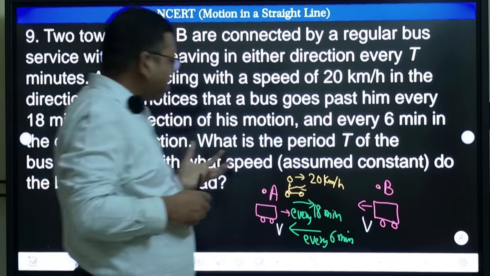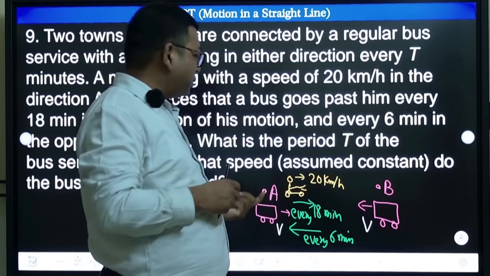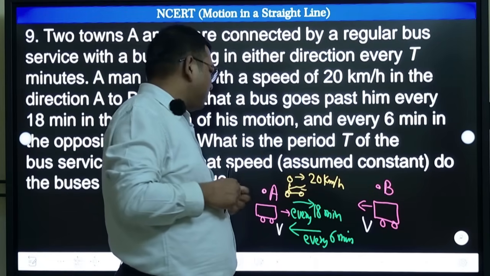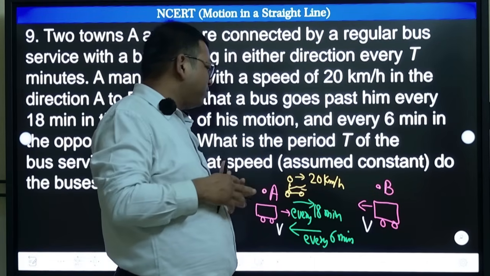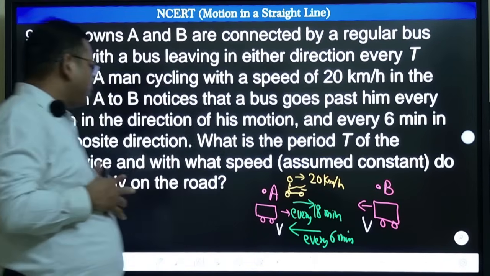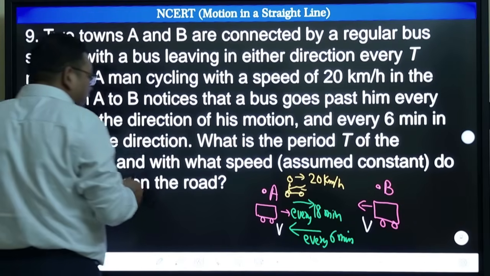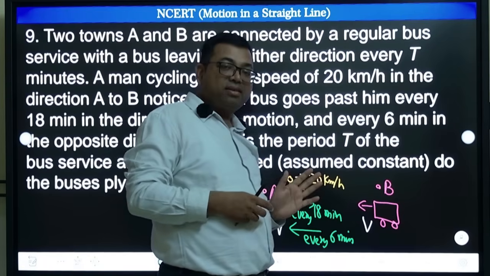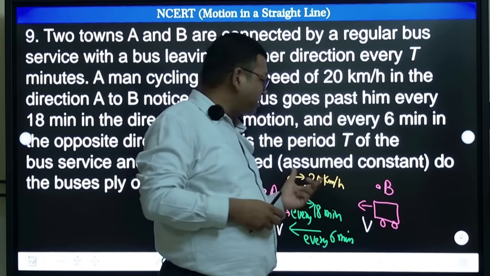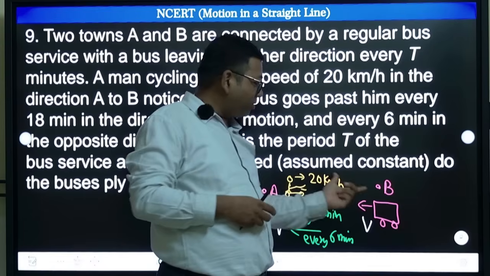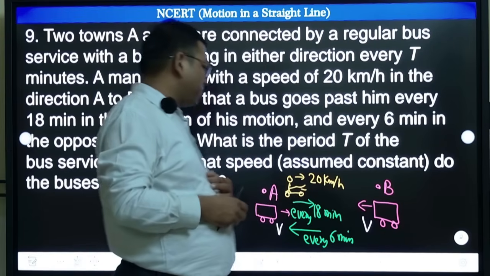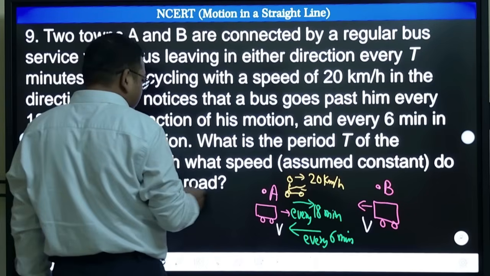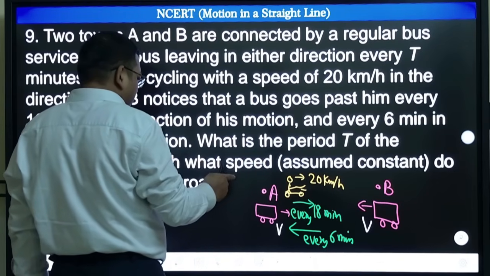So that means this time, every 18 minutes and every 6 minutes, is with respect to that bicyclist, the person who is driving the cycle. That person himself is going 20 kilometer per hour. So think about it. That person who is going with 20 kilometer per hour, you can keep anywhere in the middle, either here or here. Anywhere you can keep.